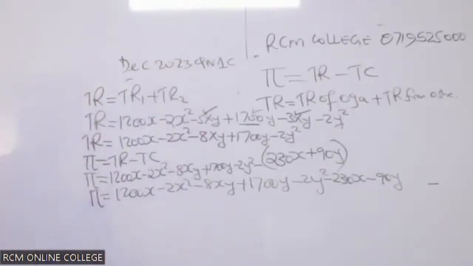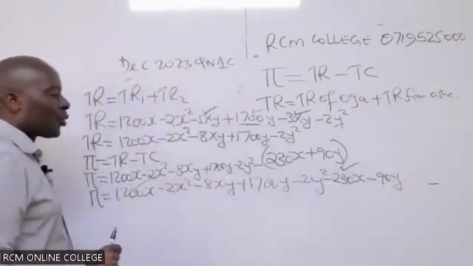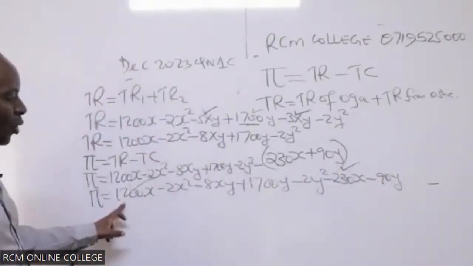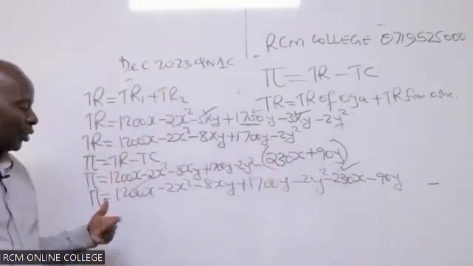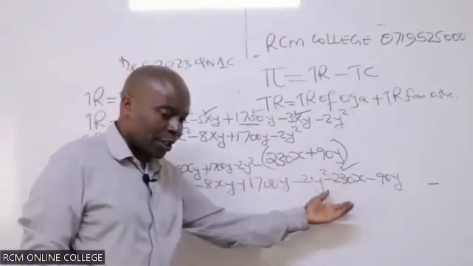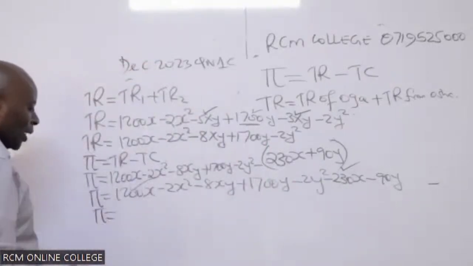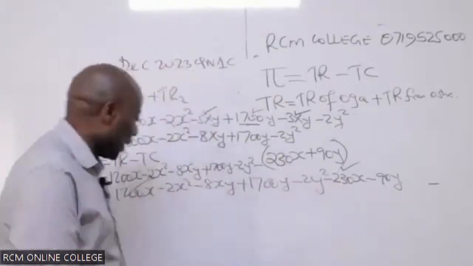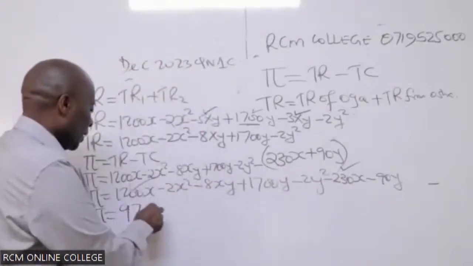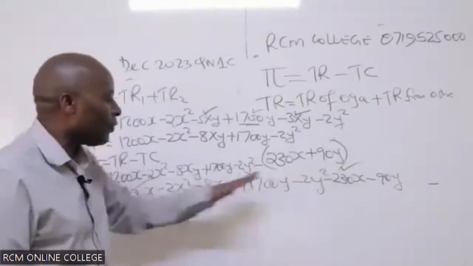Now from there, let's put like terms together. So this and this are like terms. So remember, I read this as positive 1200 minus 230. Can you kindly give me an answer? 1200 minus 230. My profit here will be equal to what here? 1200 minus 230 will give me 970x.